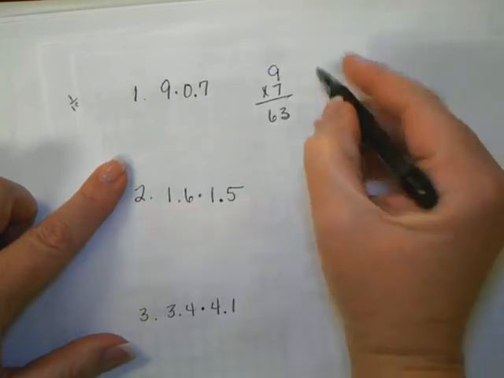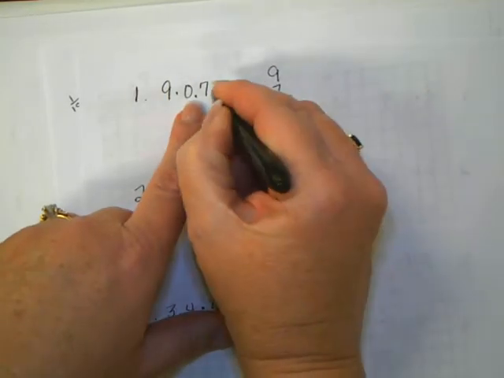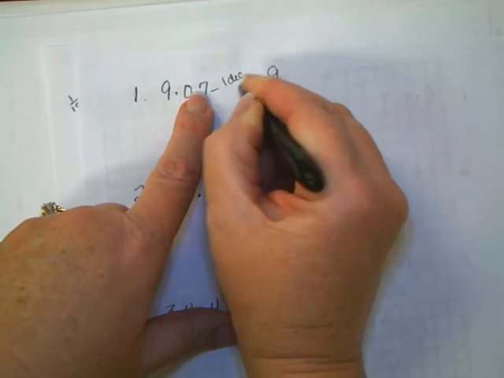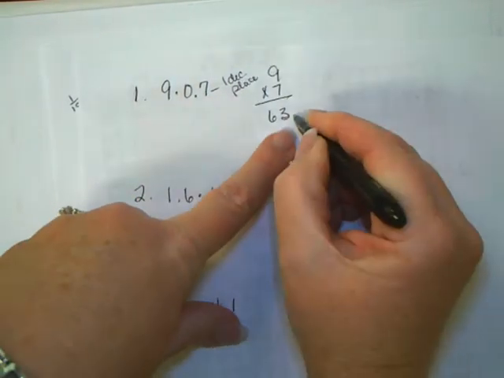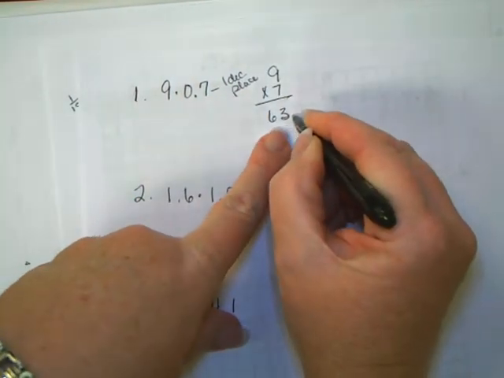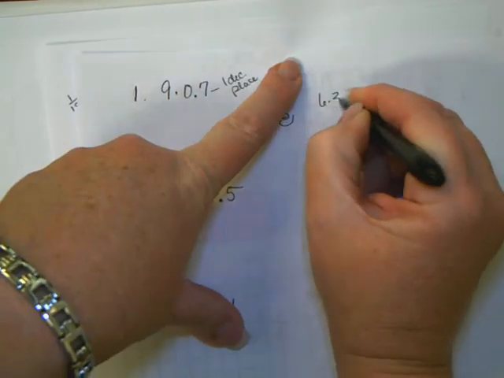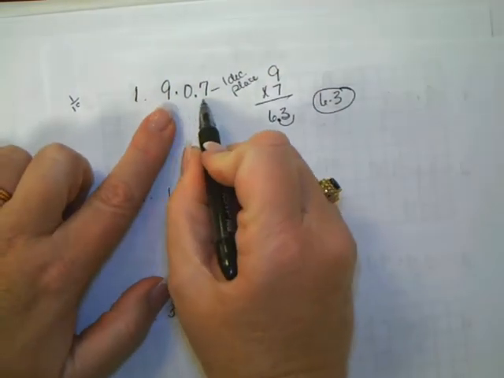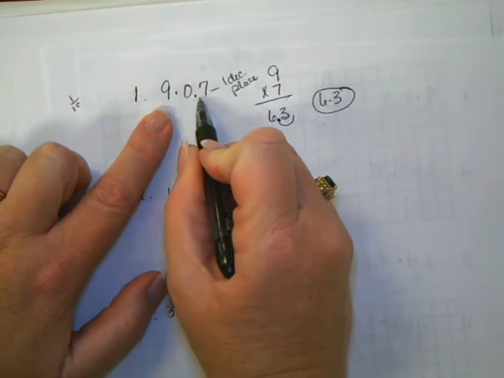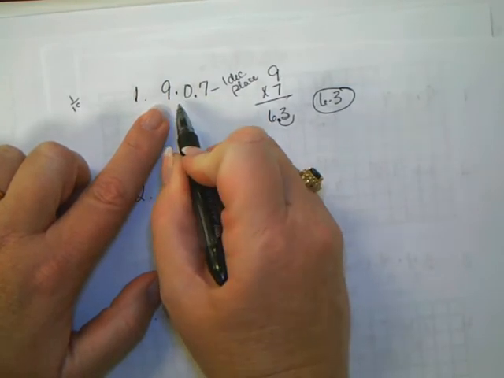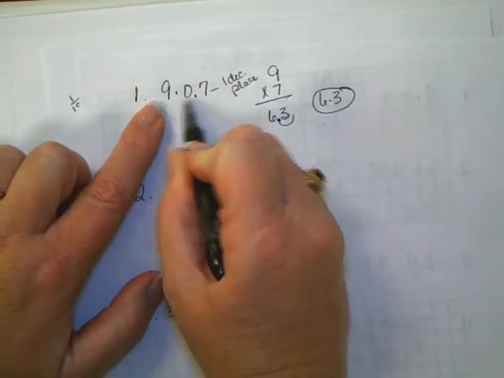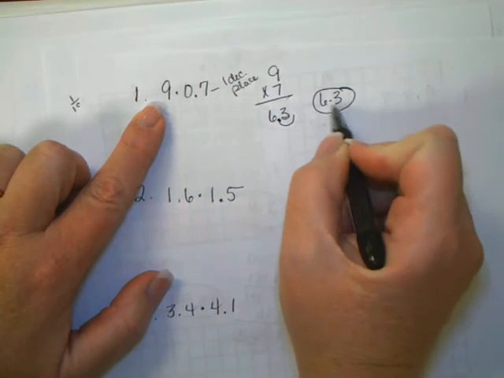So I'm going to use one decimal place, and I'm going to move one decimal place from the right of my answer, just one to the left. So my answer is actually 6.3. Now, if I were to estimate 0.7 of 9, I know half of 9 is 4.5, so it's going to be more than 4.5. So that sounds about right.